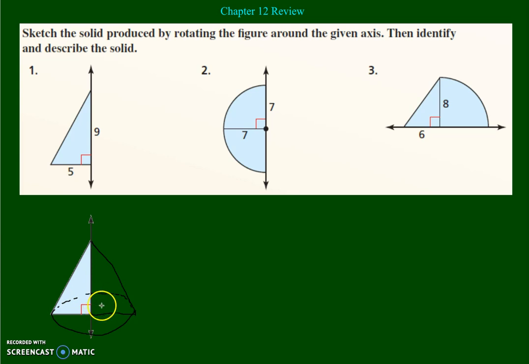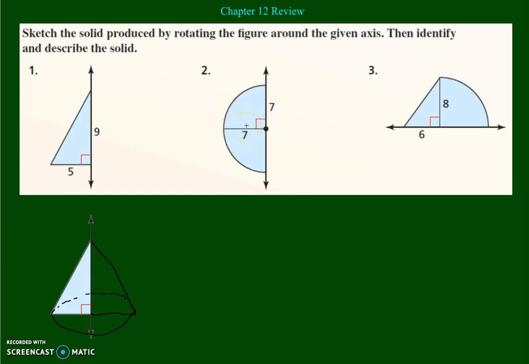All right. Now for number 2. In number 2, we have this semicircle. And it's a semicircle with a radius of 7. And if we rotate this, let's say going away from us, from front to back, I think you can see that it would generate a sphere.